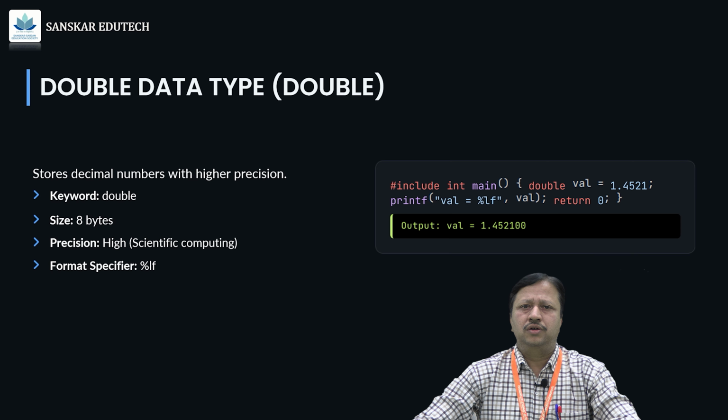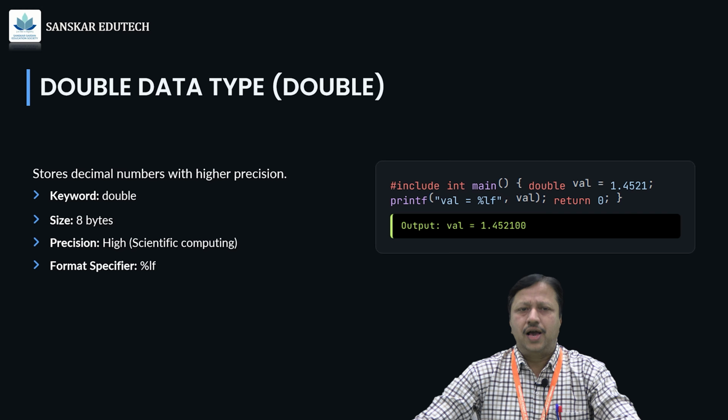Next data type is the double data type. It stores decimal numbers with more precision than float. Size is 8 bytes. Approximate range is 1.7e-308 to 1.7e+308. Its format specifier is %lf.